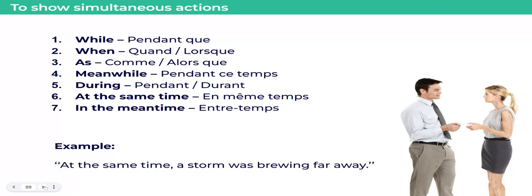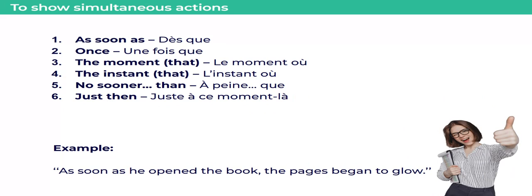Okay, well, let's have a look at some other sequential markers for simultaneous actions. We've got some more here, 6 more. Number 1, as soon as. Number 2, once. Number 3, the moment that. Number 4, the instant that. Number 5, no sooner than. Number 6, just then.